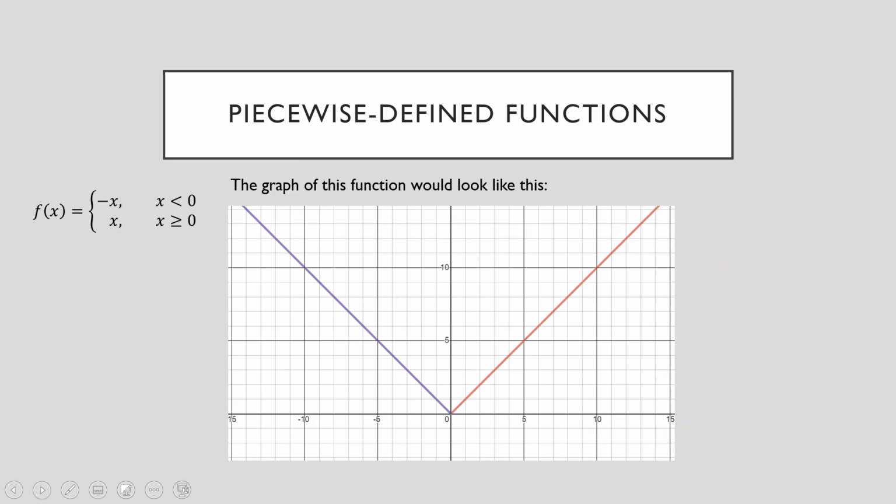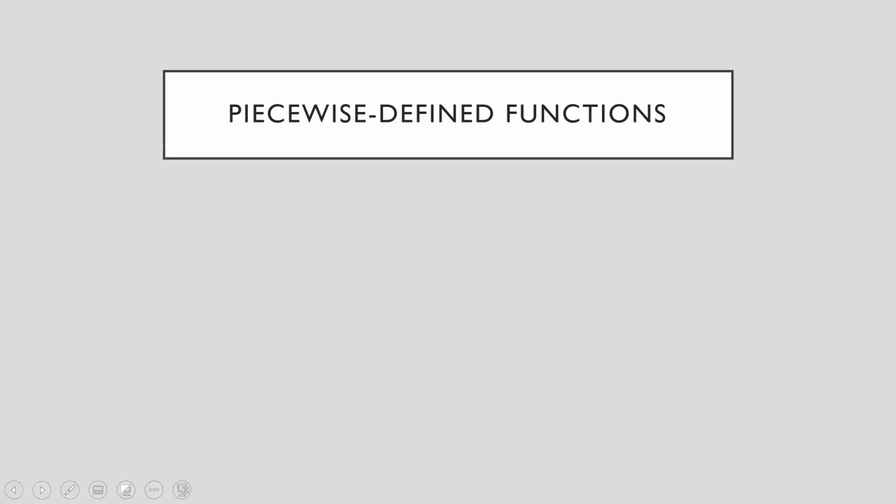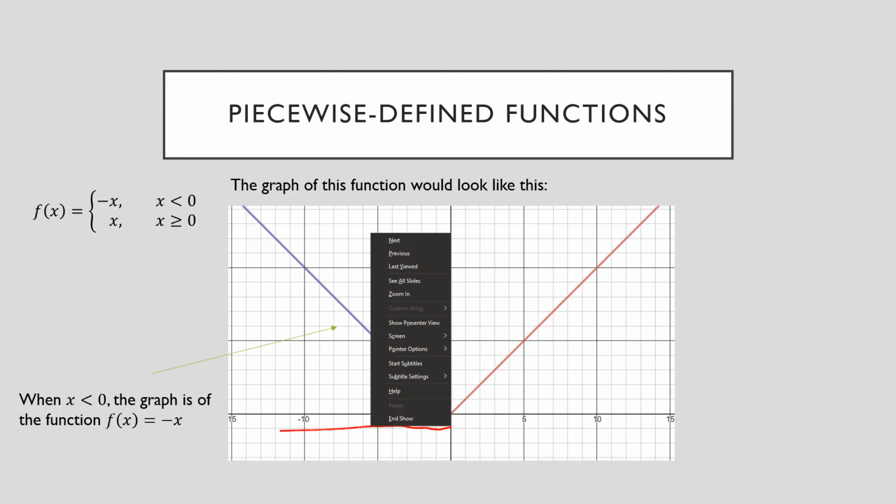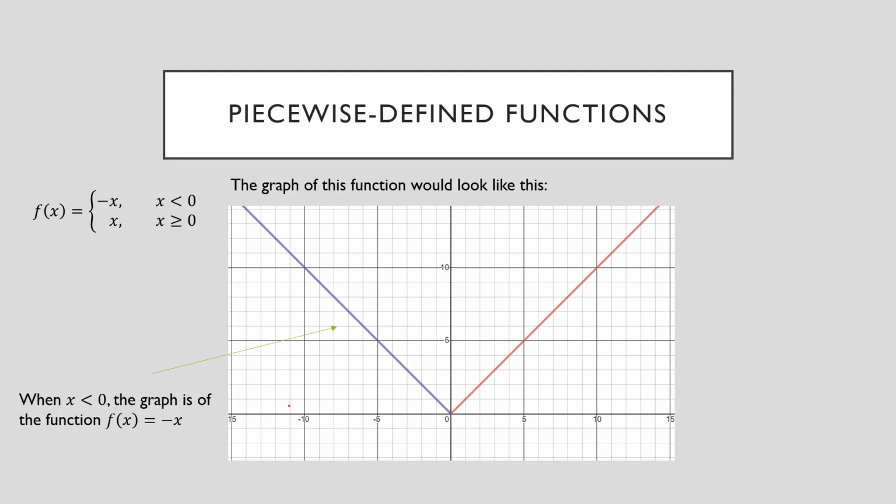Okay, you can see it looks a bit weird, but it's basically just two graphs drawn at the same time. So here on the left-hand side we've got the graph of f of x equals negative x. Notice that our graph is drawn on the interval x is less than 0. So x is less than 0 is from here, that way. Okay, so that's x is less than 0.